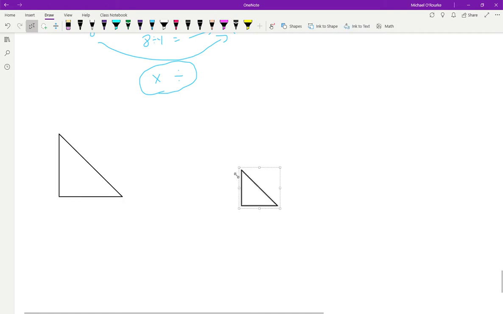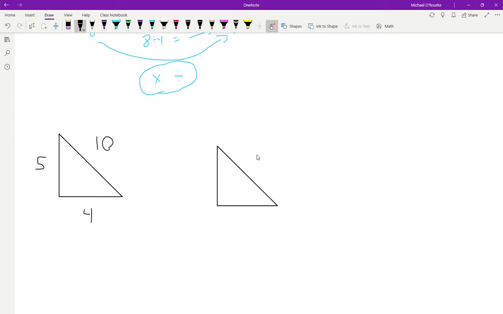is, are these two triangles I'm about to draw here, are these similar? Okay? Let's go with like 10, 5, and 4, and 40, 20, and 25. Are these two triangles similar? Yes or no? Okay, we got some no's. Okay.